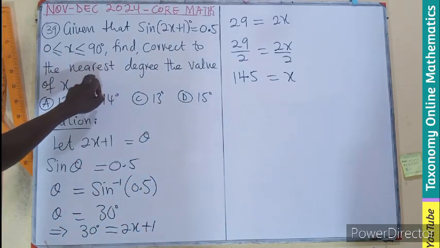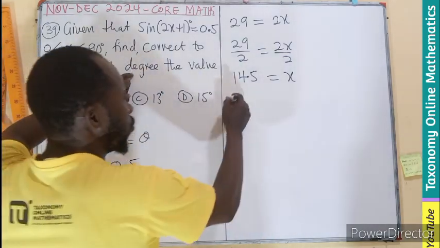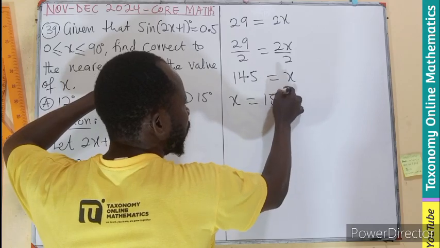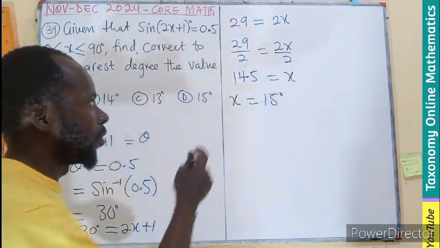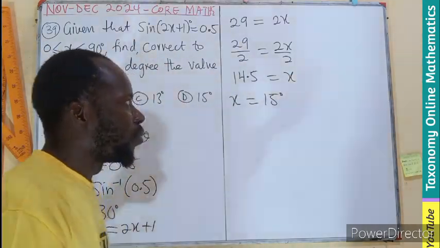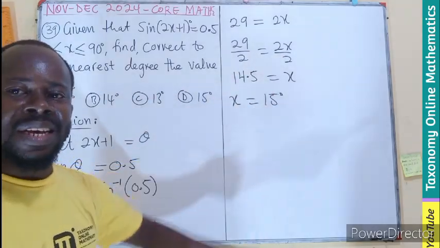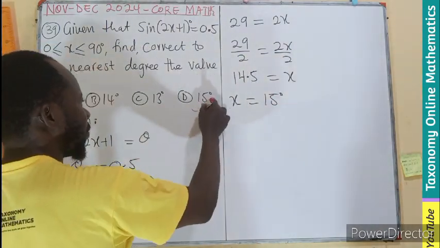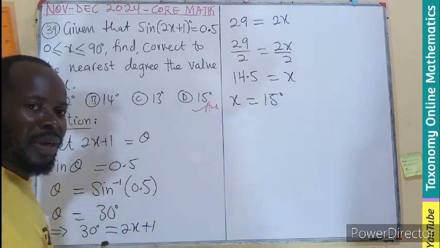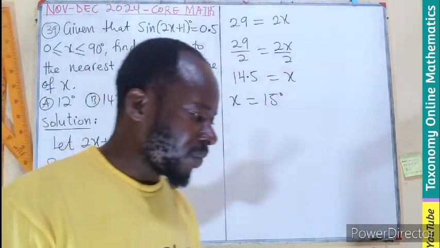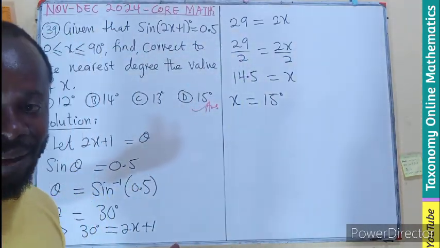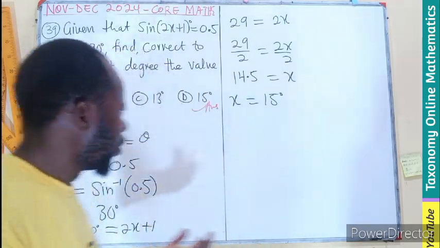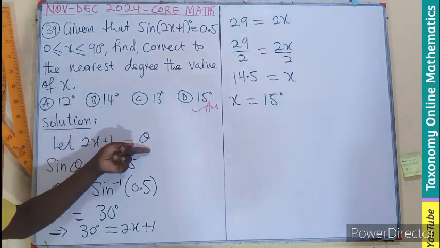But we are leaving the answer to the nearest degree. So x will be equal to 15 degrees. If you approximate 14.5, it becomes 15. Then the value we are looking for will be option D. Understand? You follow? Good.